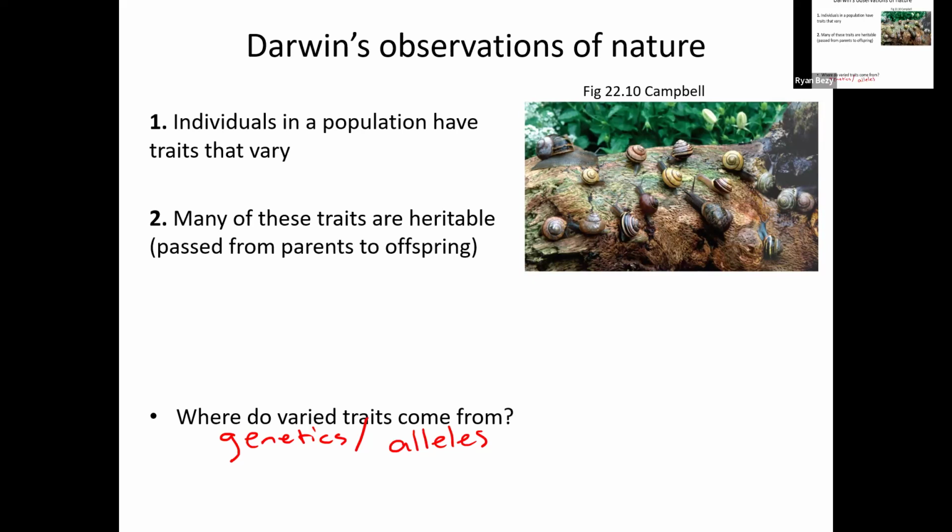What Darwin also described in his observations is that most of the time traits are inherited from parents to offspring. So offspring typically look like the parents. They may not be identical to the parents, but usually offspring share traits with their parents. Not all the time, but usually they do. So traits vary, traits are genetically controlled, traits are inherited.